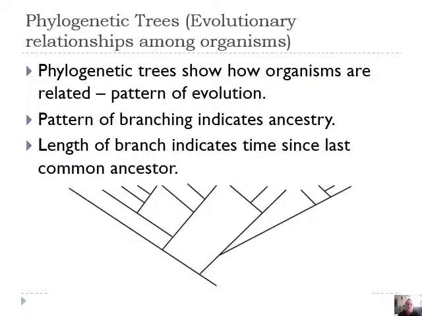So a phylogenetic tree is an evolutionary relationship, showing how related certain organisms are to each other. Phylogenetic trees show how organisms are related and show some sort of pattern of evolution, okay? And this is its definition. It shows a pattern of branching which indicates ancestry, and the length of the branch indicates the time since last common ancestor. So it's not time as in millions of years ago. You can see that there's no indication. I've put a very generic tree of life, or a phylogenetic tree, in over there, just so that you get a feel for what we're about to do.